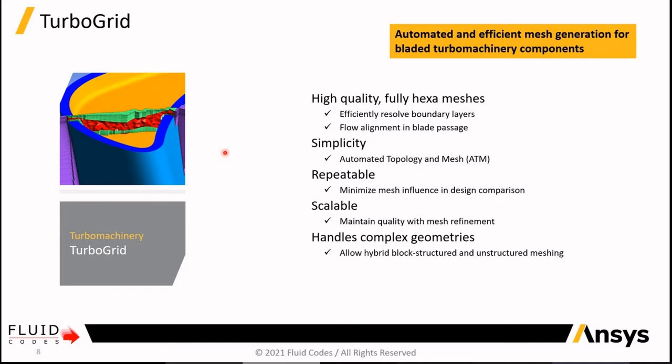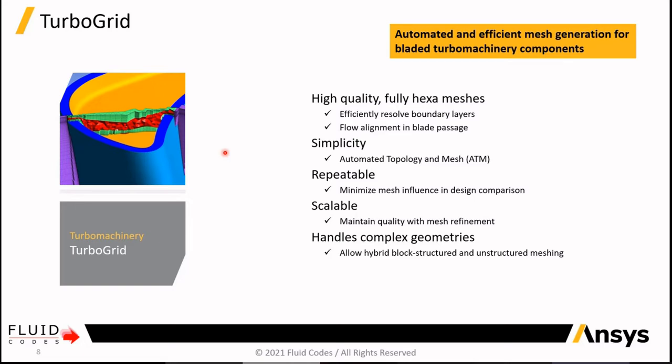So TurboGrid is giving you a very straightforward way to generate a mesh for turbo machinery applications. There are already templates in the core of the software that will recognize the structure, the layout or the topology, of the turbo machinery, and then automatically generate the mesh with very high quality, and it can be completely scalable.